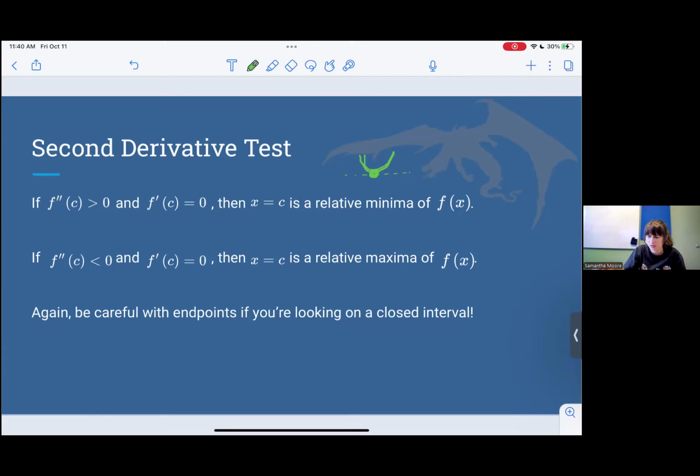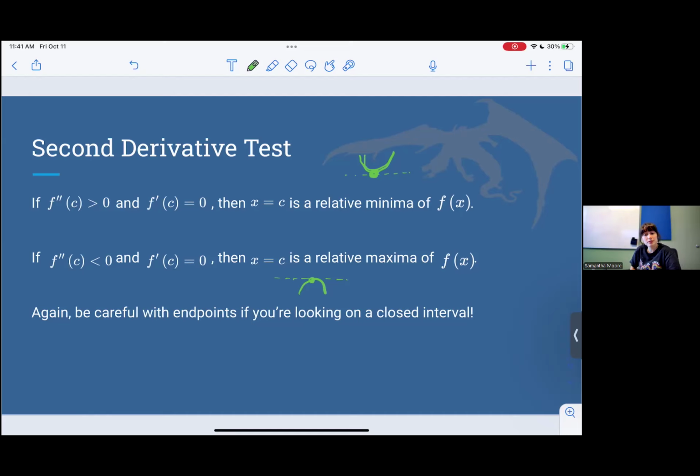So based on that picture, we seem to have a relative minimum of f of x, and that is indeed what the second derivative test says. On the other hand, if we had a region where f double prime was negative, so we're concave down, and in particular, we highlight the point where f prime equals 0, then that x value is going to be a relative maximum of f of x.